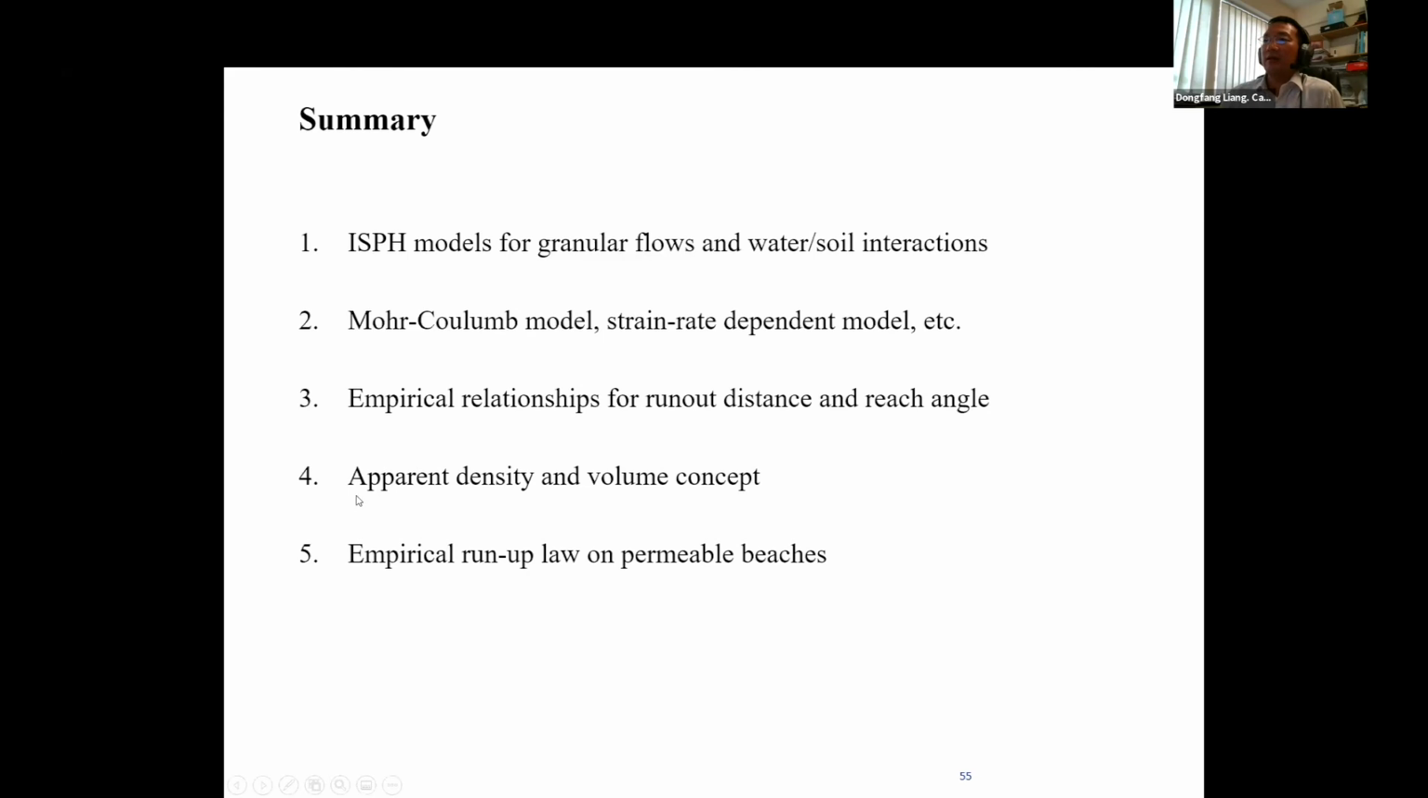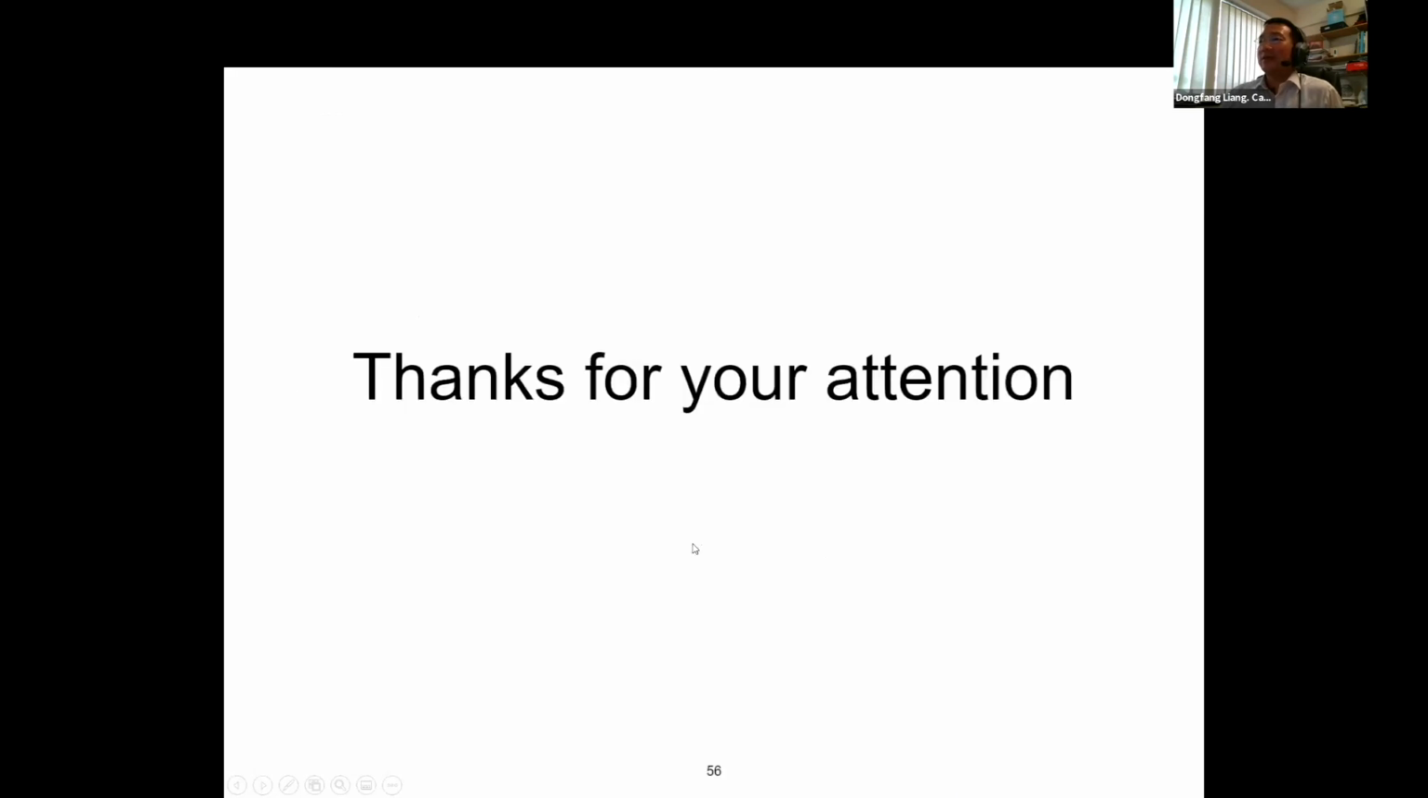For the simulation of the wave interaction with porous medium, we introduced the apparent density and apparent volume concept, so that consistency is still guaranteed when particles are more sparsely distributed inside the porous medium. And we also established some empirical law to predict the maximum run-up height over a permeable triangular beach. So that's all. Thank you.